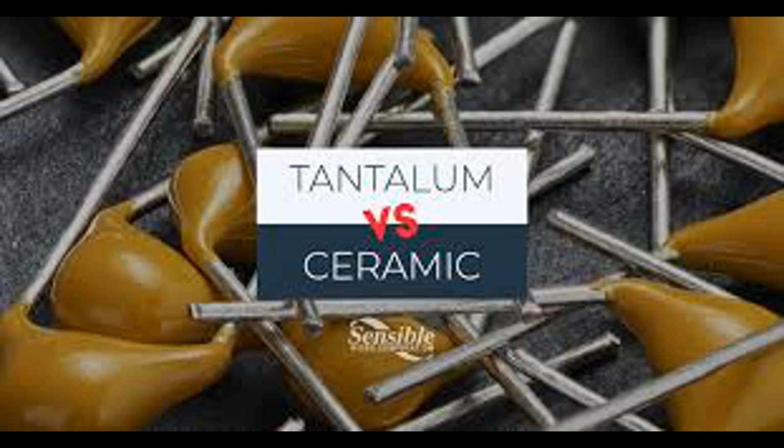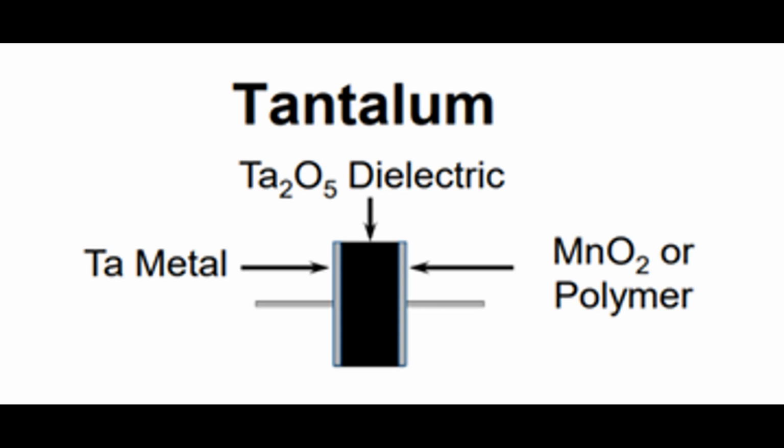1. Tantalum anode. Material. The anode is made from tantalum, a rare metal known for its high corrosion resistance and stability. This material is chosen because it forms a high-quality oxide layer, tantalum pentoxide, when exposed to oxygen, which is crucial for the capacitor's dielectric properties.